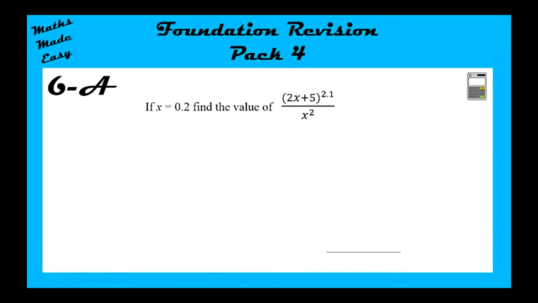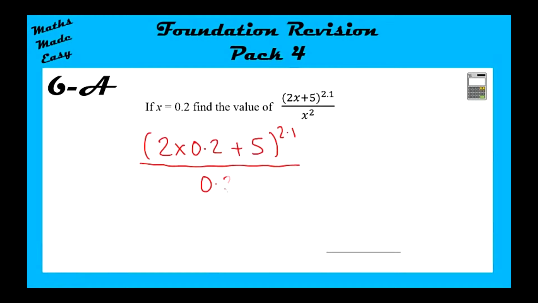Question 6a. Now for this question, x is given as 0.2 and we're given this complicated expression here. What we need to do is substitute 0.2 into that expression. So we've got brackets 2 times x, now we know that's 0.2, plus 5, all of that to the power 2.1, all divided by 0.2 squared. And if you type that whole thing there on your calculator exactly as it is, you'll get an answer of 862.9 if we round it to 1 decimal place.